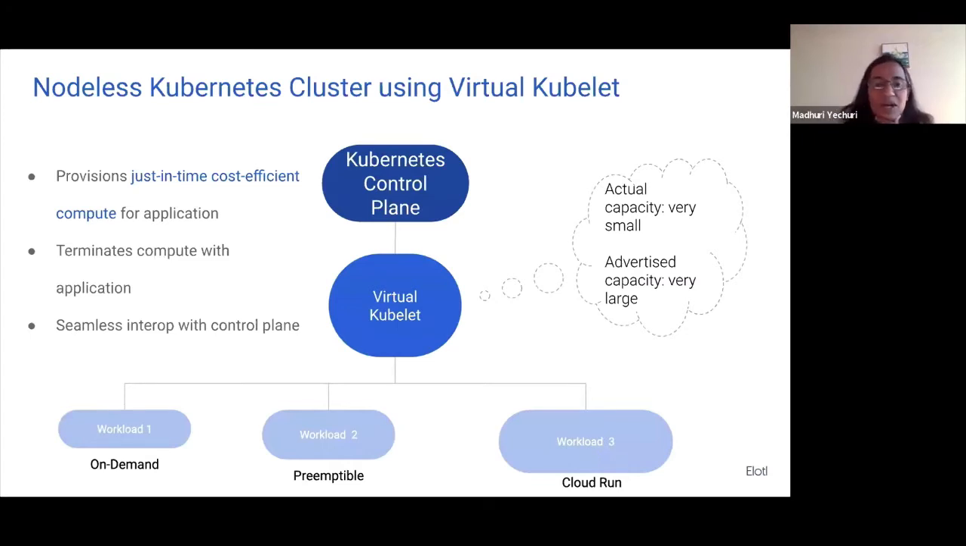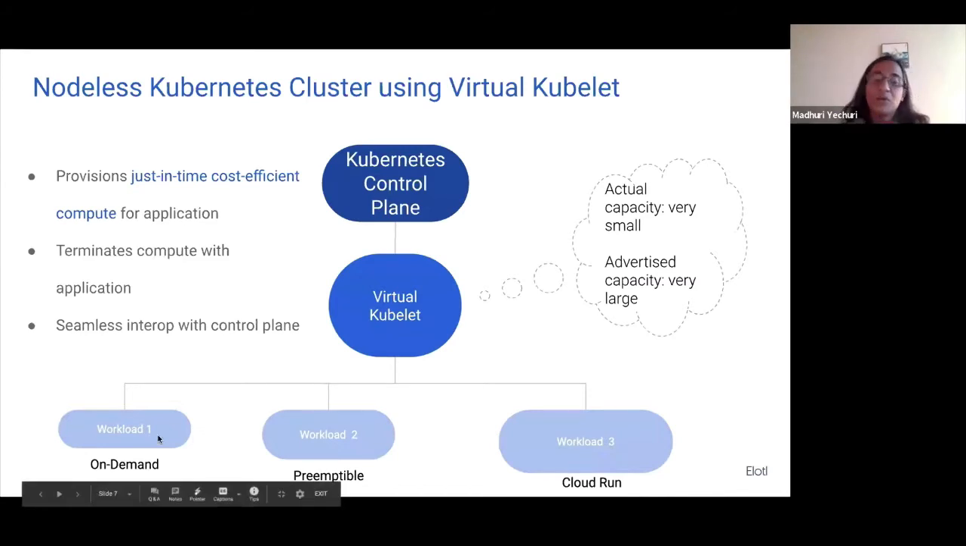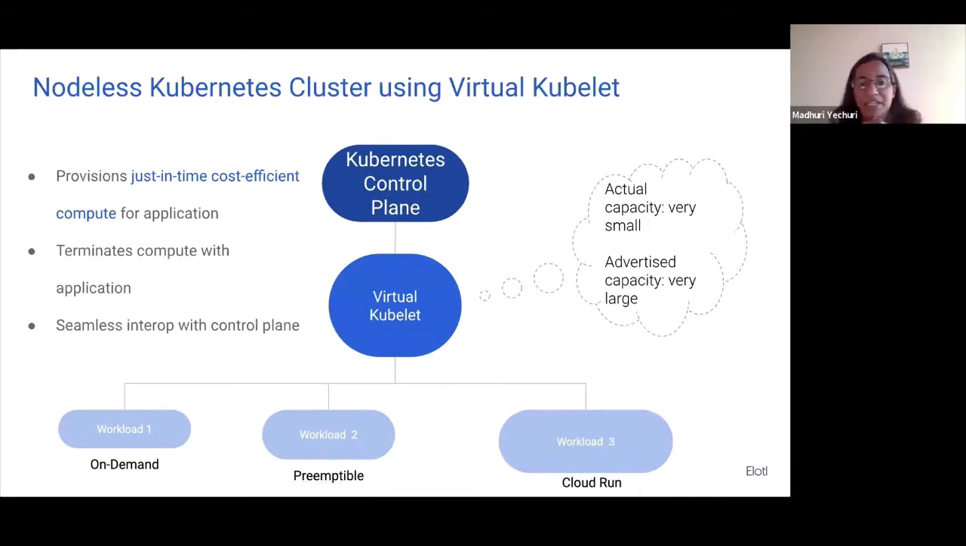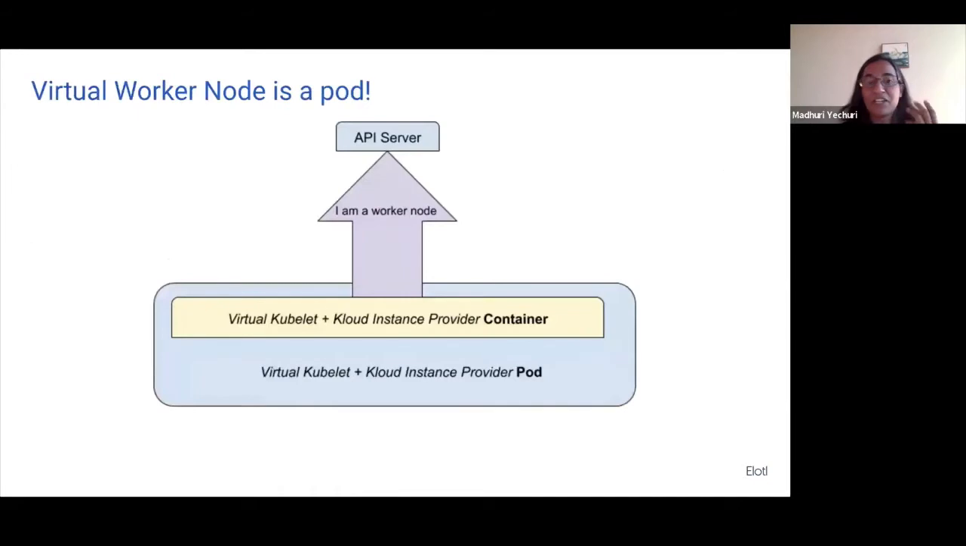So once the provider provisions the just-in-time compute, the pod is shipped over to the compute node. And once the pod terminates, the underlying compute is automatically terminated by the provider. So think about it as, instead of having a large set of worker nodes where you're stuffing pods into them, you have a deconstructed cluster.